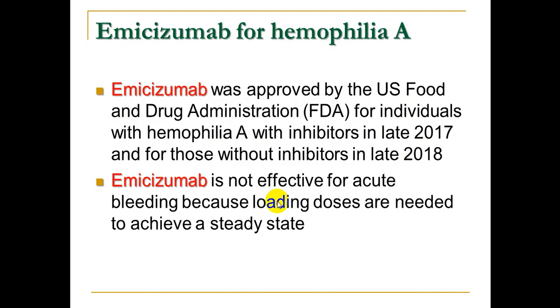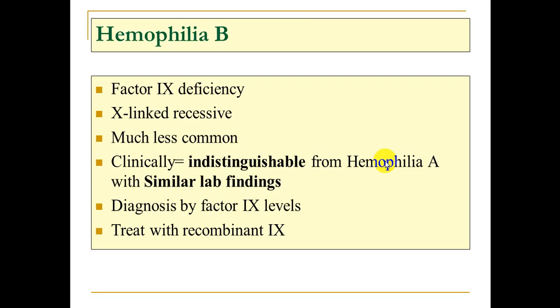There is a new treatment modality for hemophilia A. This is emicizumab. MAB means monoclonal antibody, and this was approved by US FDA for individuals with hemophilia A with inhibitor in late 2017 and those without inhibitor. But emicizumab is not effective for acute bleeding. Still, factor VIII concentrate is the treatment of choice.